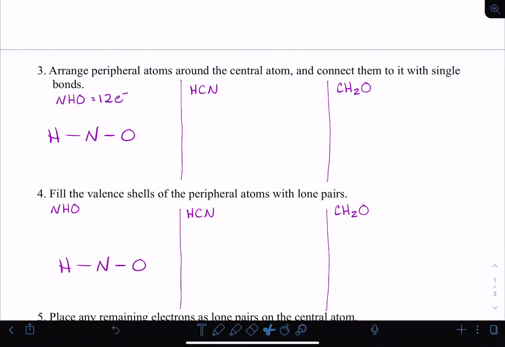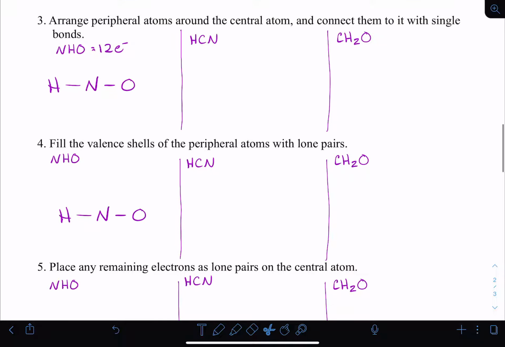There we go. So the next thing we're going to want to do is to fill the valence shells of our peripheral atoms with lone pairs. So remember that we're always starting with peripheral. Our hydrogen is fine as is. It only wants the 2 valence electrons, so it's good.